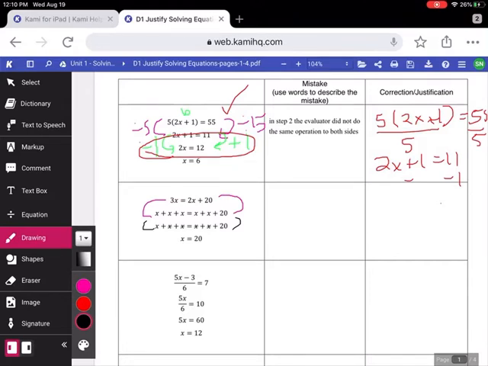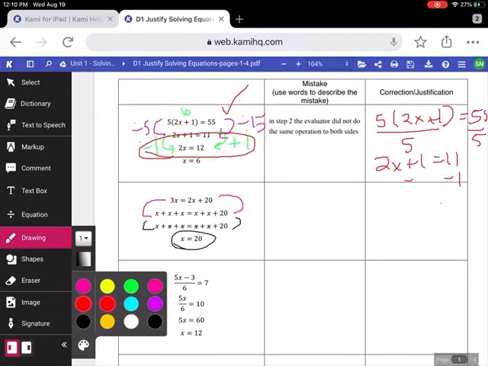So far, this step is correct. All right, and then we get x equals 20. So I haven't found anything incorrect in either of my steps, but we can always check our answer.